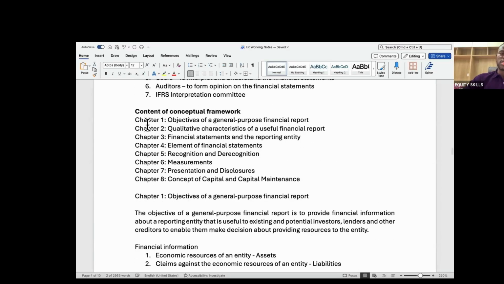We looked at the 8 chapters of the conceptual framework, from chapter 1 that talks about the objectives of a general purpose financial report, to chapter 2 that talks about qualitative characteristics of a useful financial report, to chapter 3 that talks about financial statements and the reporting entity, chapter 4 that talks about elements of financial statements, to recognition and derecognition, to measurement, presentation, and disclosure, as well as concept of capital and capital maintenance.